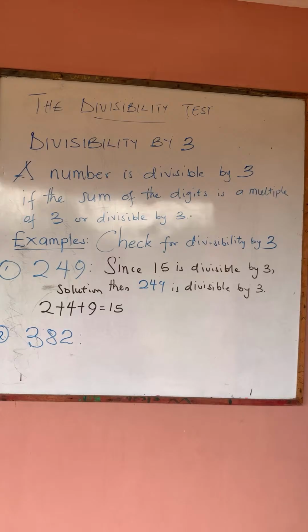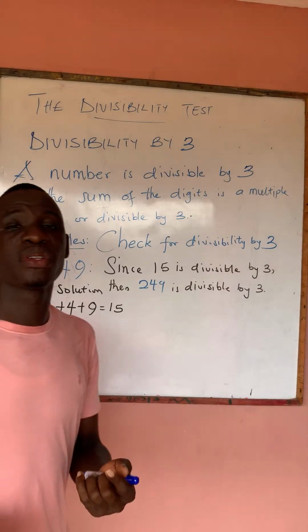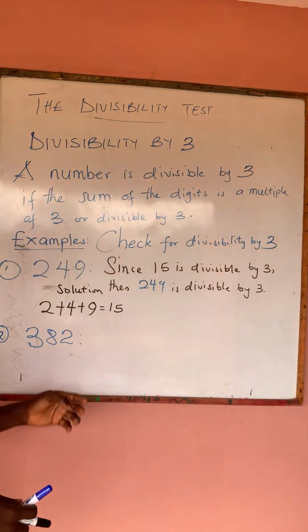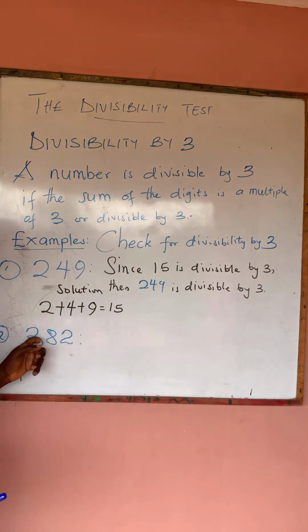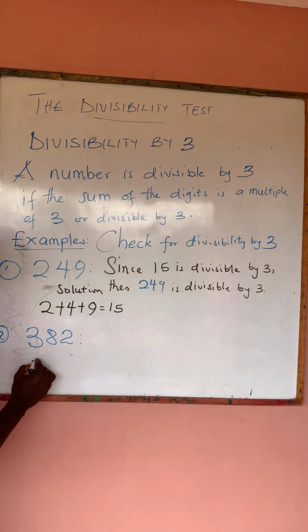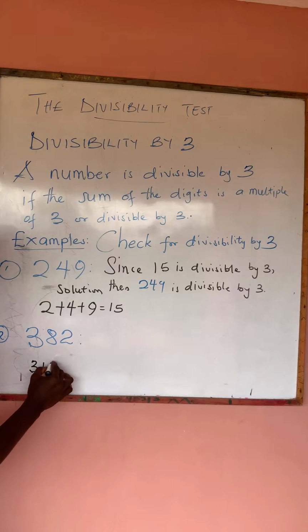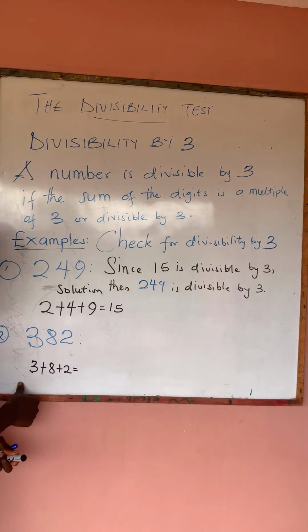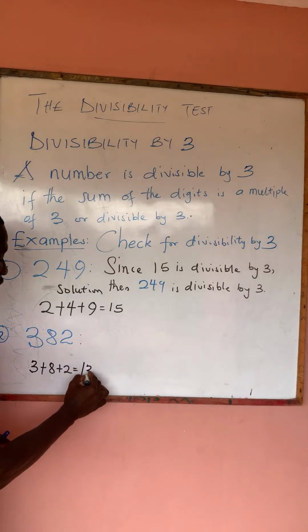So let's get to the solution. For divisibility by 3, as you know already, we are supposed to add up the digits in the number. So to our solution, we get 3 plus 8 plus 2. 3 plus 8 is equal to 11. 11 plus 2 is equal to 13. So the sum of the digits is 13.